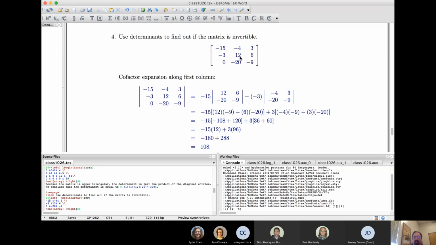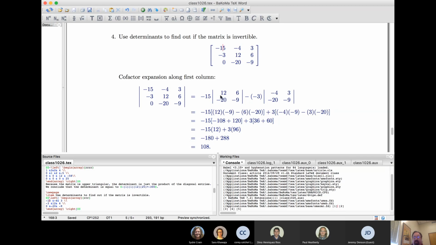So that's this 12, 6, minus 20, minus 9. This matrix that you see here will be multiplied by the minus 15. And then I keep going down the column. Remember, you alternate signs. So I'm going to have minus a minus 3 here times the determinant of this 2 by 2 matrix you get by deleting the second row and first column. So that would be the -4, 3, -20, -9.